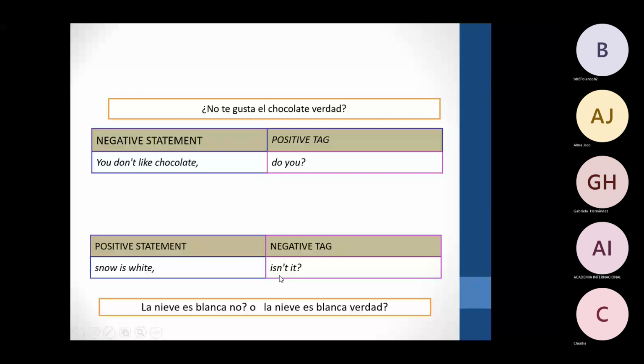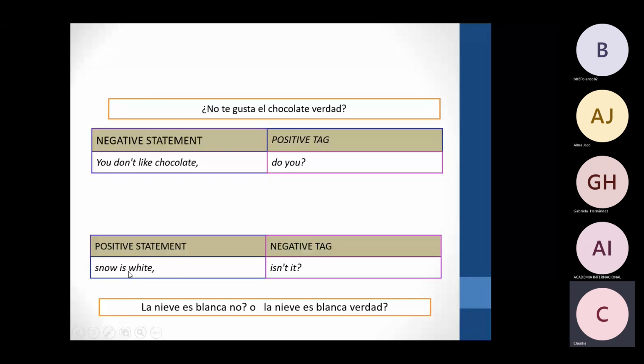Isn't it? But so why are we not using do you? ¿Por qué no estamos usando esta do you aquí? Why aren't we using do you? ¿Alguien tiene alguna idea que por qué aquí se está usando esto, isn't it? Y no el do you.